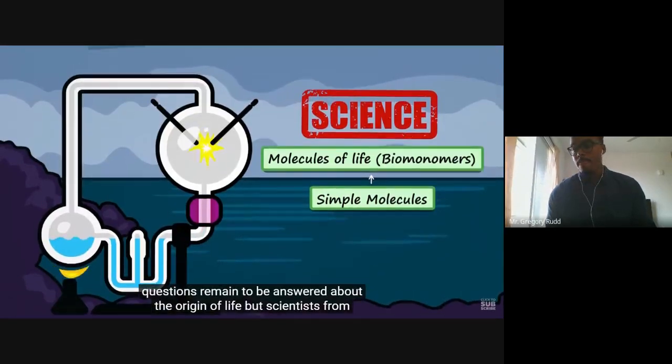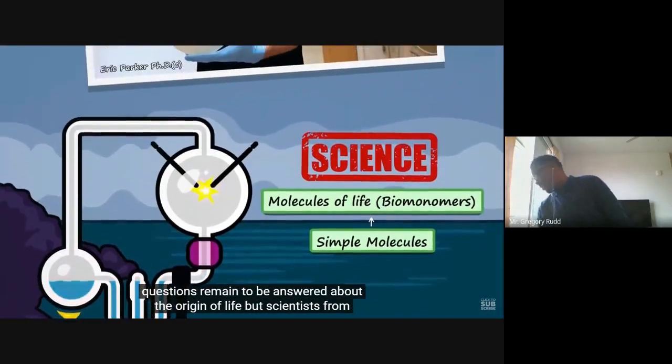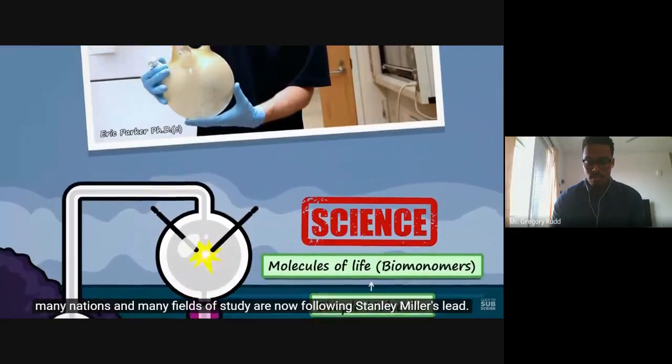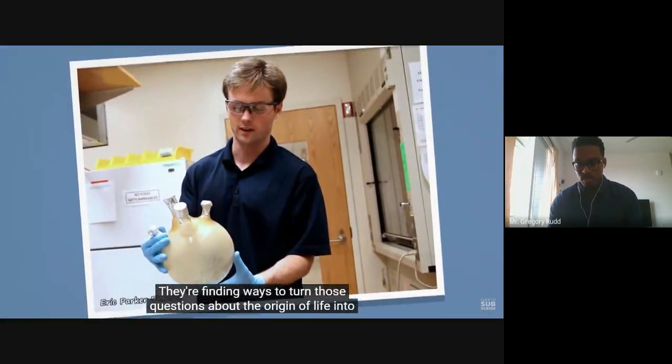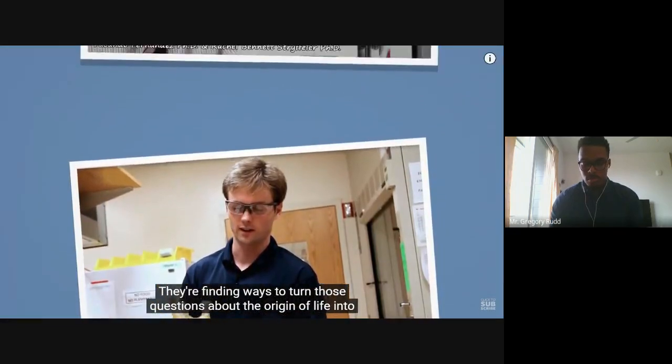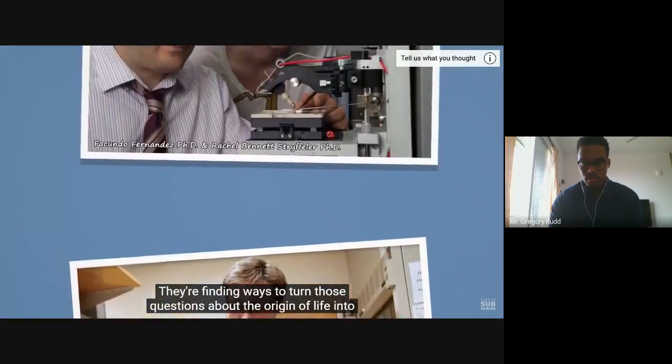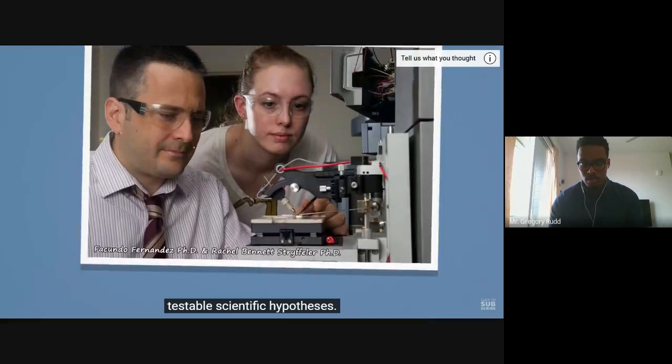Many questions remain to be answered about the origin of life, but scientists from many nations and many fields of study are now following Stanley Miller's lead. They're finding ways to turn those questions about the origin of life into testable, scientific hypotheses.